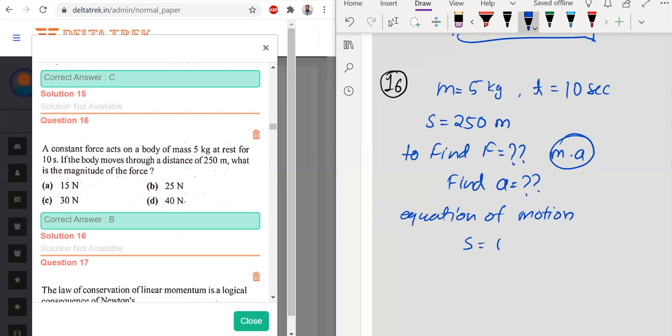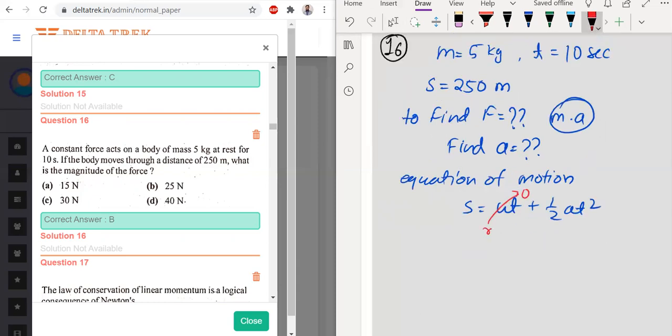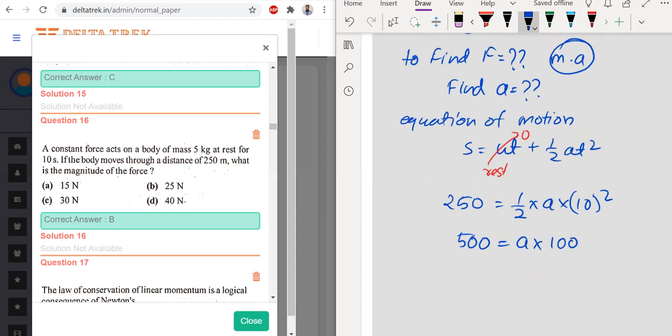So S is equal to what? ut plus half at square. The thing is it started from rest, so u is 0 because it starts from rest. Then next part, S is how much? 250 is equal to half into A, which we need to find, and time is 10 square. So 2 will be multiplied, it will be 500 is equal to A into 10 square, which is 100. So how much will be acceleration? It is 5 meter per second square.